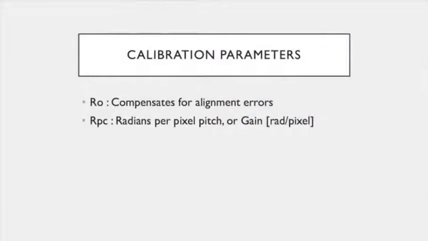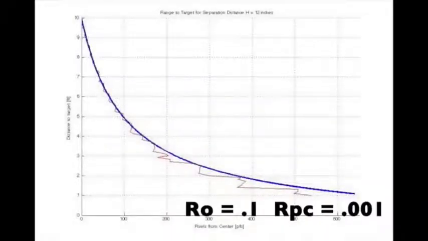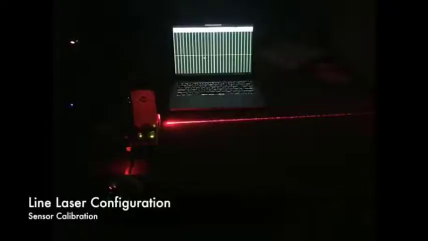The goal of calibration was to find the correct RO and RPC values. RO compensates for the alignment errors, while RPC is based on the radians per pixel pitch. The XY coordinates found in the camera image were used to find a range measurement based on the sensor geometry. These range values are the red curve shown. The blue curve is the theoretical values, and the two curves best matched when the RO value was 0.1 and RPC value is 0.00. The next step after calibrating the single beam laser was to calibrate the line laser.